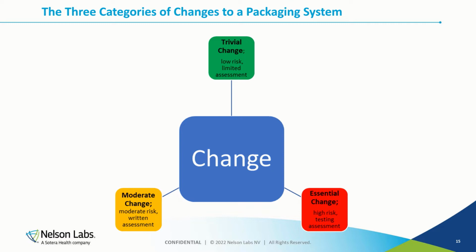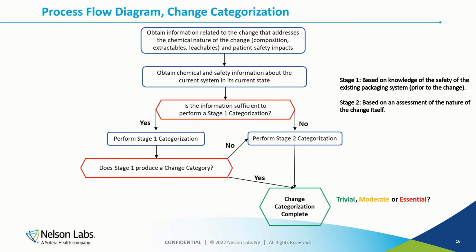All right, so again, we're speaking about trying to put this change in one of three buckets: a trivial one where the risk is low and the assessment is minimal; a moderate change, where there's a possibility that the leachables profile may change, where we're actually going to have to do a written assessment; and an essential change where the risk is high. The change is likely to have an effect on the leachables profile, in which case the assessment is going to require actual testing.